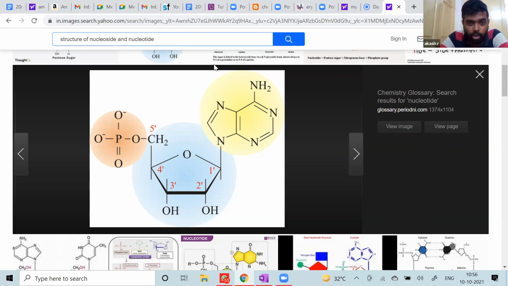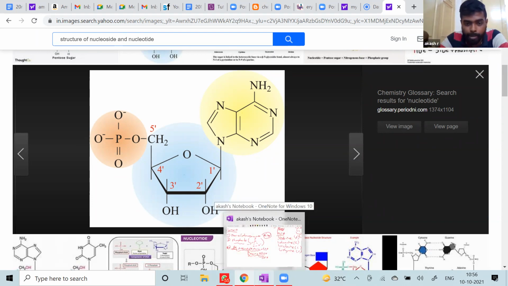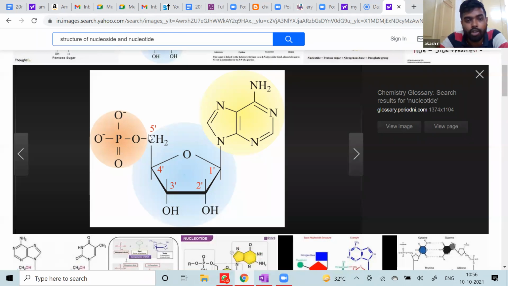This is the functional unit of any nucleic acid. And this is adenine. Okay, this is the structure. This is how the backbone of nucleic acid will be. Moving on, now we understood what all the components present are, and how there can be any kind of nucleoside or nucleotide.